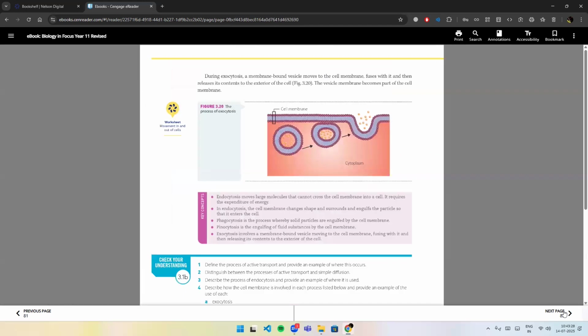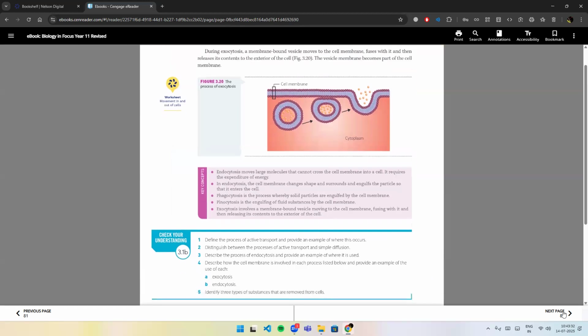During exocytosis, a membrane-bound vesicle moves to the cell membrane, fuses with it, and then releases its contents to the exterior of the cell. The vesicle membrane becomes part of the cell membrane. Key concepts. Endocytosis moves large molecules that cannot cross the cell membrane into a cell. It requires the expenditure of energy.